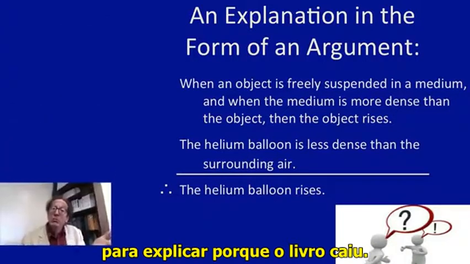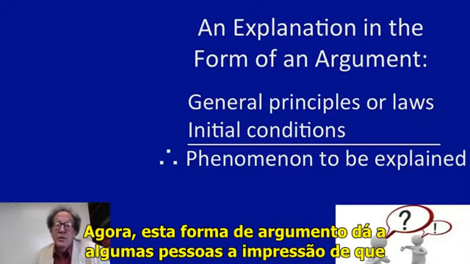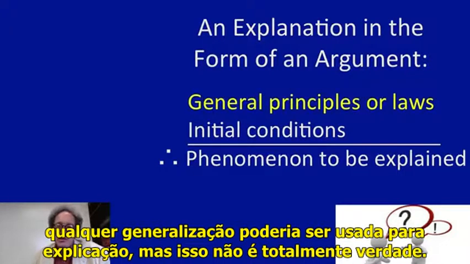and you can see how you give another argument to explain why the book fell. Now, this form of argument gives some people the impression that any generalization can be used for explanation, but that's not quite right.